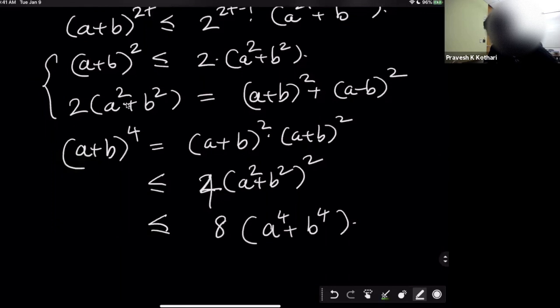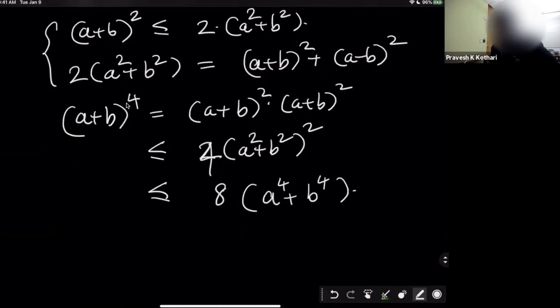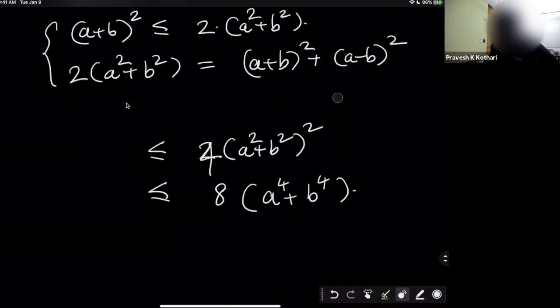Wait, did I do that right? Well, I hope I did. Okay, good. So actually, I can use some simple reasoning like this to, I think, prove this inequality for every exponent which is a power of 2. But actually, you can prove it for all t here.